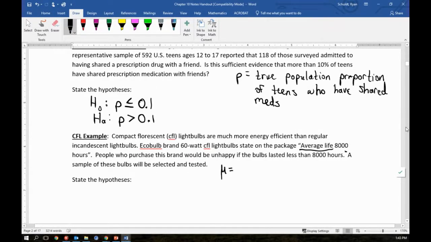Mu. So let's say that mu equals the true mean life of the light bulbs. Okay, so let's come up with our hypotheses. And we want to start, if possible, with the alternative. So what are we really trying to prove here? What do we hope to prove?